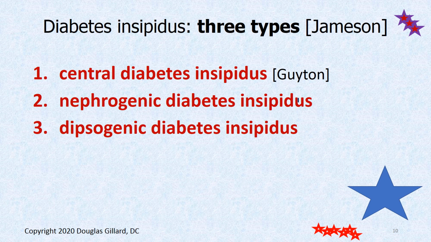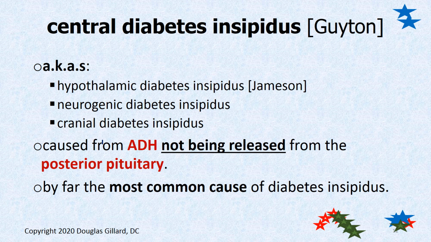Just those classic signs. There are actually 3 types of diabetes insipidus: central diabetes insipidus, nephrogenic diabetes insipidus, and dipsogenic, which is super rare, but we'll talk about it anyway. Some books don't even talk about it, but there is a dipsogenic diabetes insipidus. Let's look at central diabetes insipidus. Sometimes this has some AKAs here. Hypothalamic, from Jameson, a medical board book there. Hypothalamic diabetes insipidus. Neurogenic diabetes insipidus. Central diabetes, or cranial diabetes insipidus.